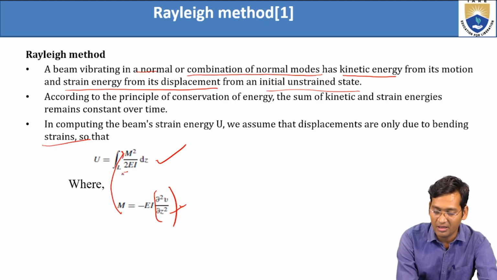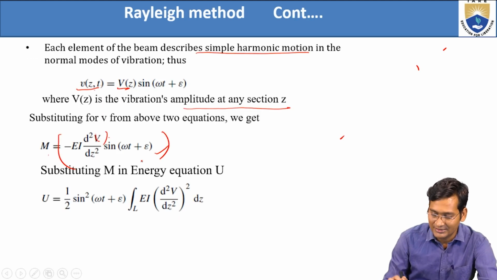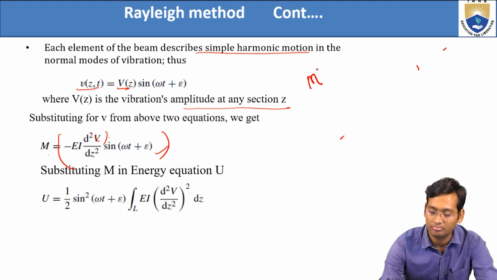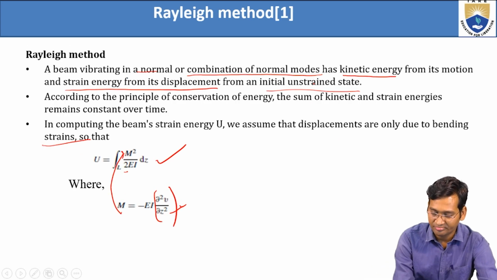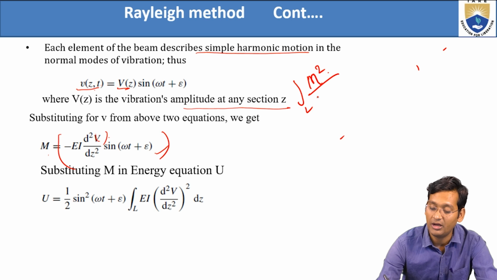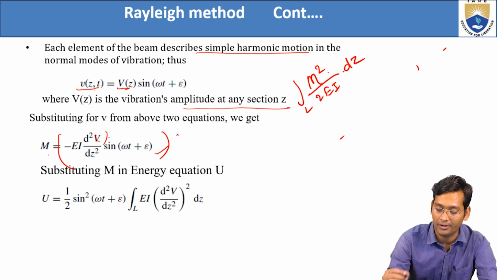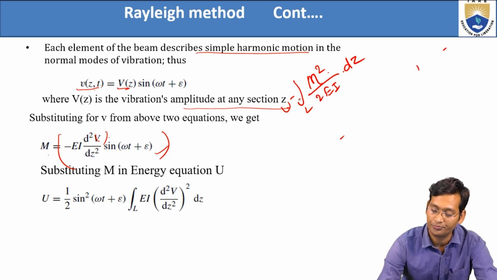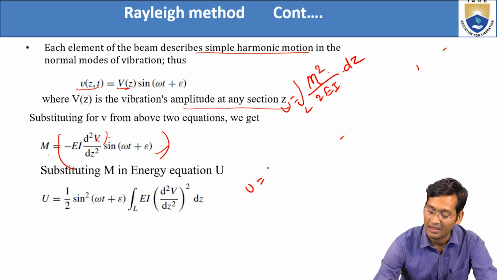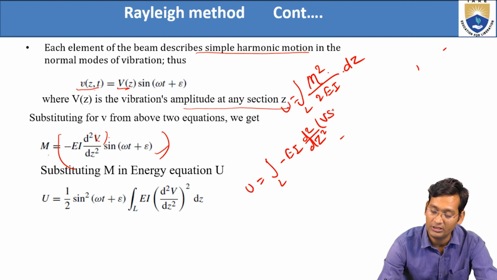Firstly, what is M? M is the integral of L M square by 2EI dz. So let's write M square, for the integral of L M square by 2EI into dz. For M we have to put this whole square, so U equals M square. So the integral of this M square is minus EI d2 by dz square into V sine omega t plus epsilon.